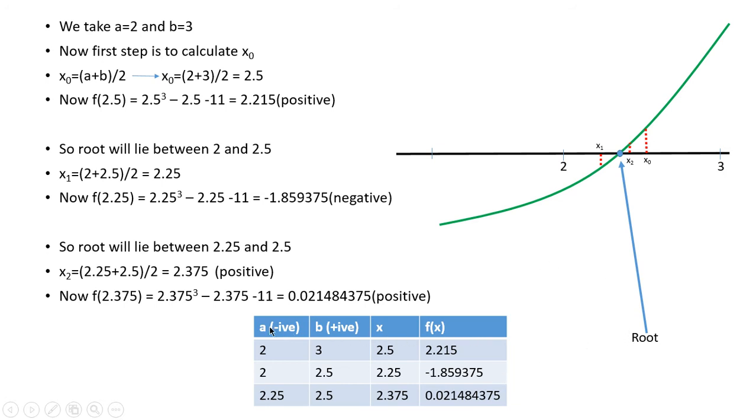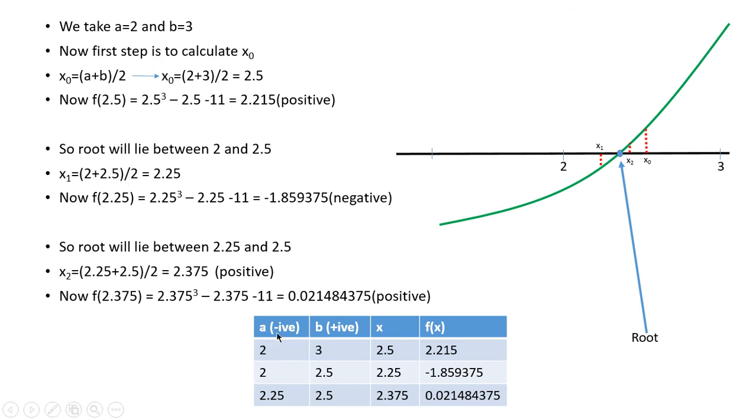Okay, you have to make a table which has 4 columns. In the first column you will write the point A, and in the second column you will write the point B, and third will be the X, and fourth will be the f of x. Now in the first row you will just write the interval.